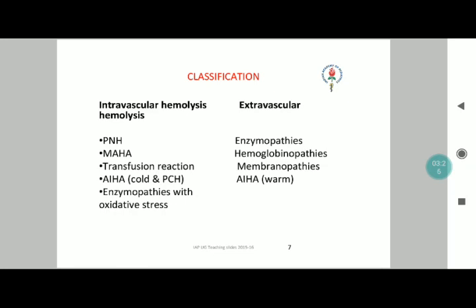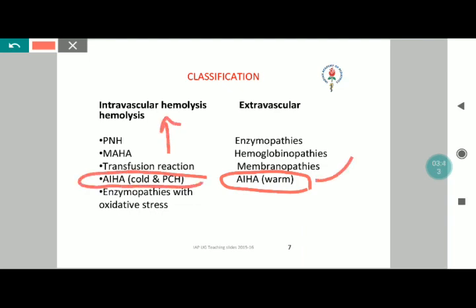Extravascular causes are enzymopathies, hemoglobinopathies, membranopathies, and specifically the warm component of autoimmune hemolytic anemia. Remember, this point is important. Cold autoimmune hemolytic anemia comes under the intravascular component and warm comes under the extravascular component. The management completely varies based on the mechanism of action.